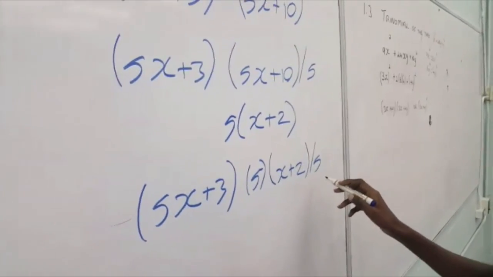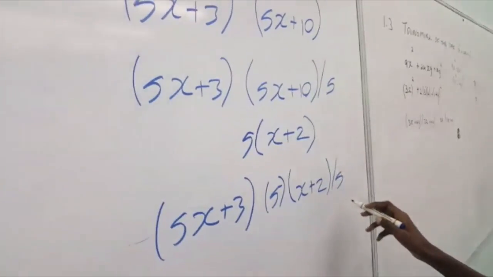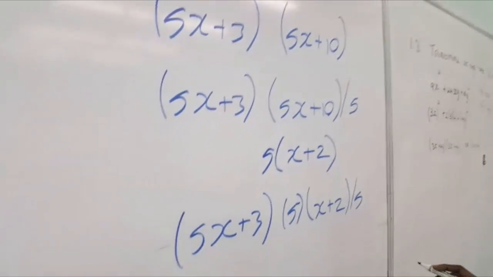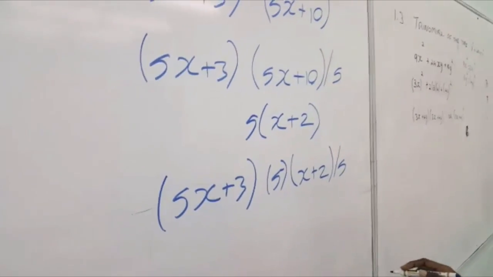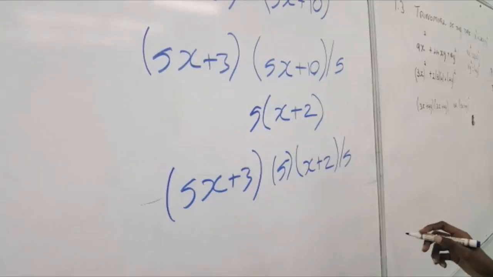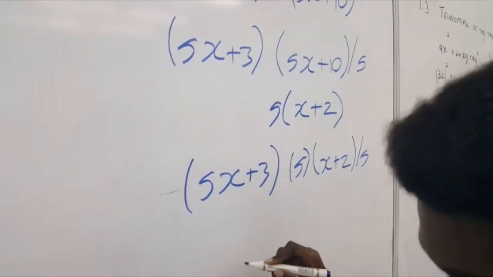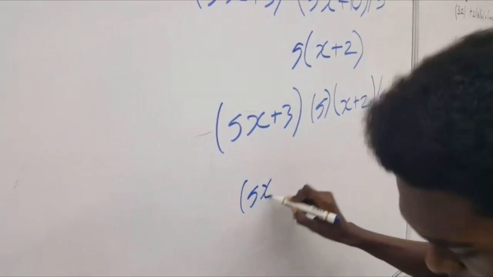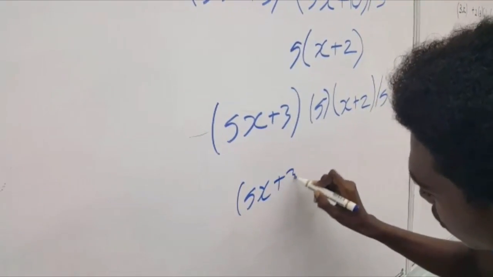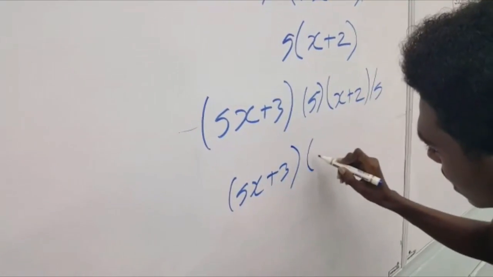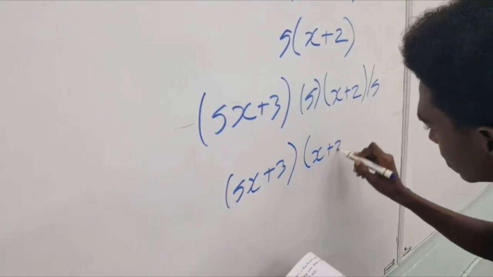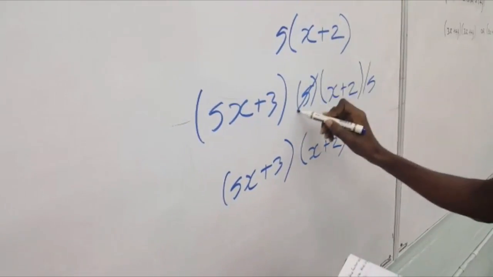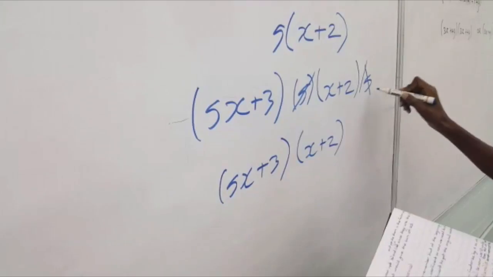From this we see that the 5's can cancel, and this will now give a new factorized expression of 5x plus 3 and x plus 2. And the 5's are cancelled.